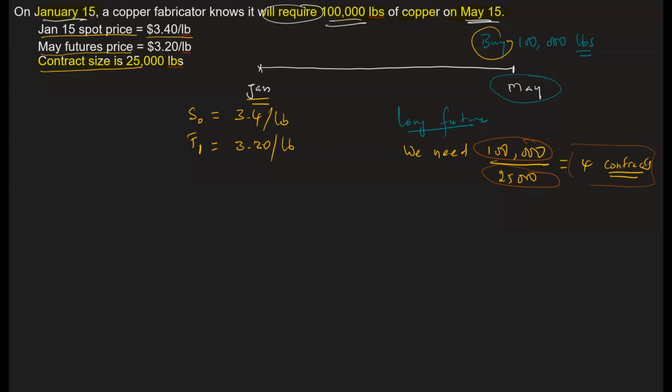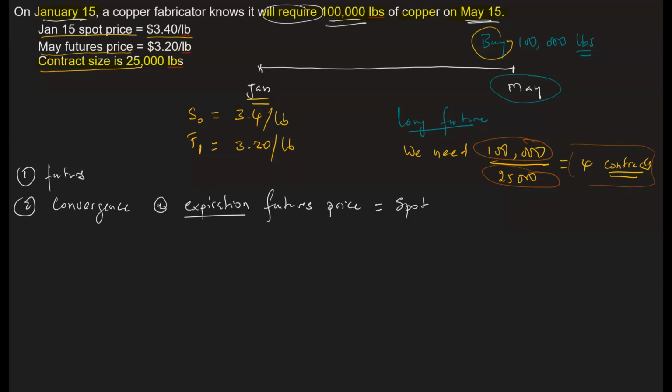Well, before we think about what happens in May, we want to remember a couple of things. One, we want to remember that we're working with futures. And so what we have with futures, two, is the convergence property of futures contracts that says that at expiration or at maturity, the futures price is going to be equal to the spot price.